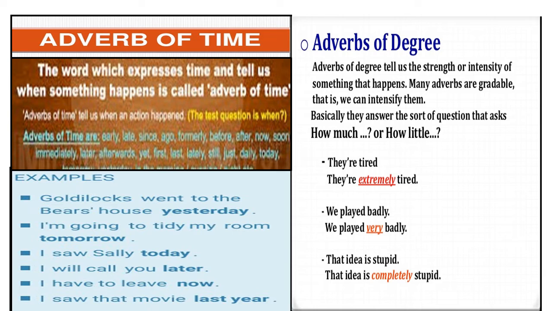They are extremely tired. How much are they tired? They are extremely tired. We played very badly. That idea is completely stupid. Hope you all have understood what adverb of time and adverb of degree is. Let's move on to the next adverb.